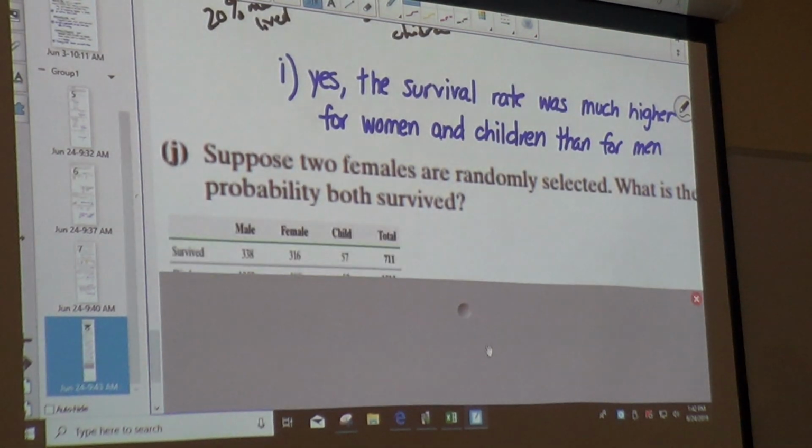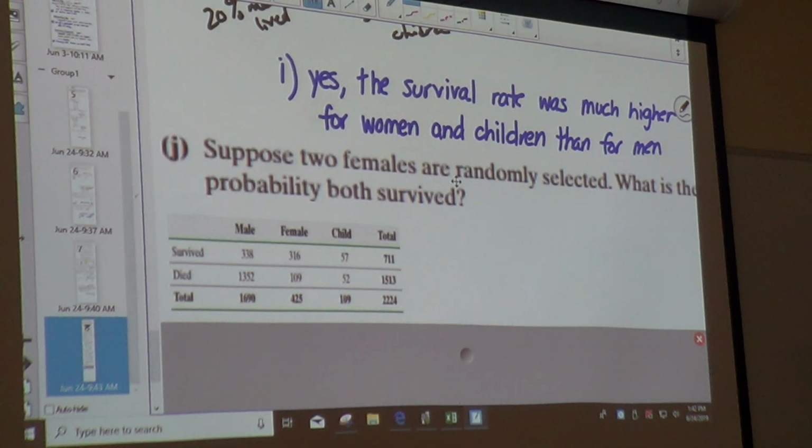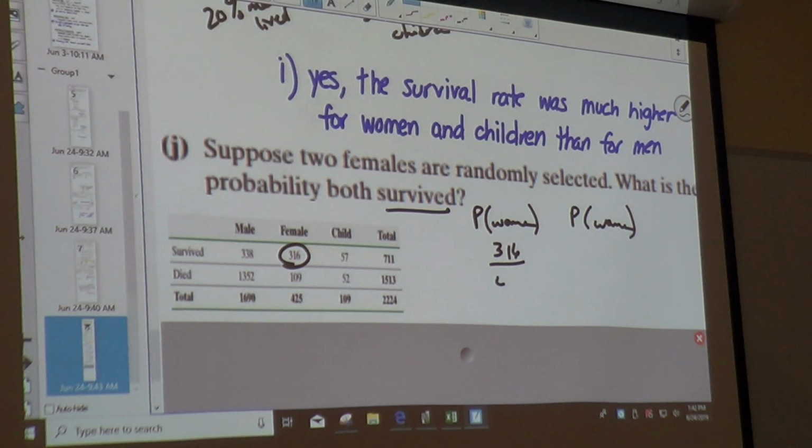Suppose that 2 females were randomly selected. What is the probability that they both survive? So we're doing 2 probabilities. The probability of a woman and the probability of a woman. We're picking 2 people now. What's the probability that the first person was a woman? We want to survive a woman. So 316 out of 425.